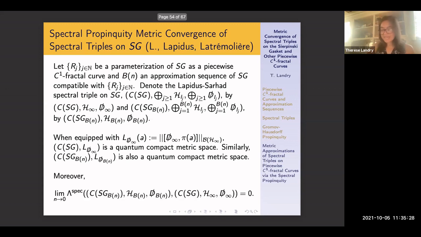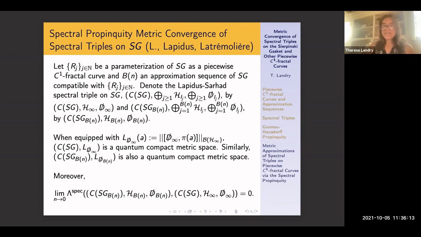And the main result is that for increasing n, the Lapidus-Sarhad spectral triples on the nth level approximation of the Sierpinski gasket converge to that on the entire gasket with respect to the spectral propinquity. So in other words, for increasing n, the Dirac operators in our spectral triples get closer and closer to being unitarily equivalent. And again, that means that the geometric information that we can extract from the spectral triple, which relies on the spectra of the Dirac operators, is getting closer and closer to being the same.